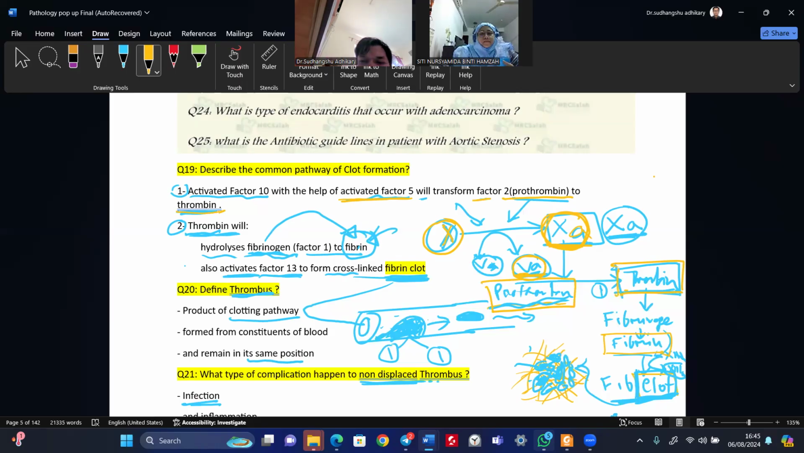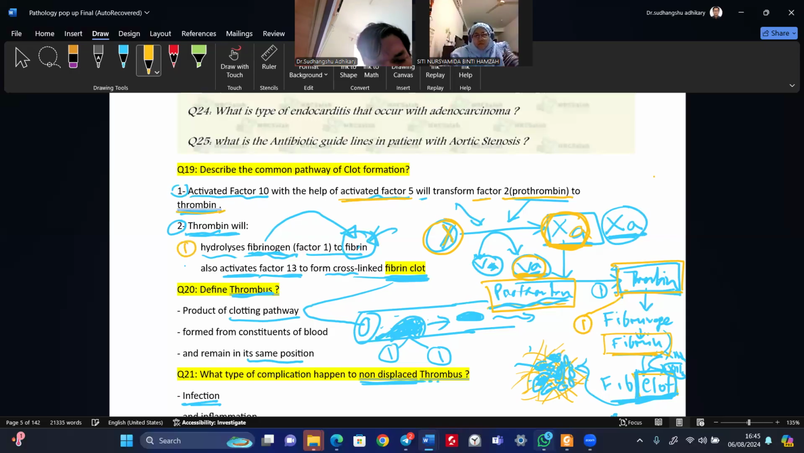Okay. Now, thrombin has two functions. One, thrombin will hydrolyze fibrinogen to fibrin. This is one function. Thrombin first will turn fibrinogen to fibrin. They mainly hydrolyze, meaning break down with water. Thrombin hydrolyzes fibrinogen to fibrin. This is the number one function.